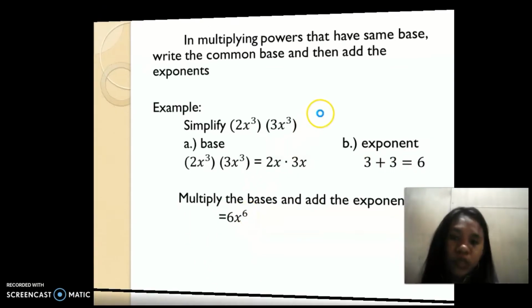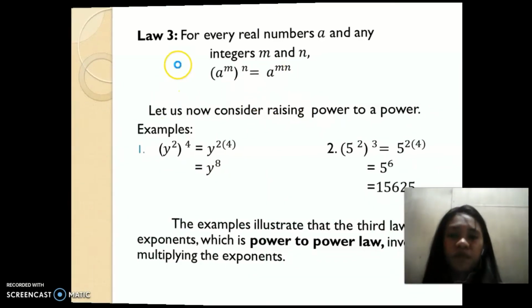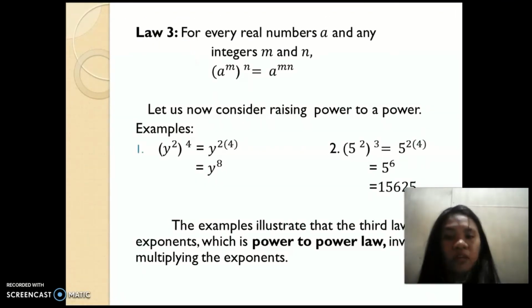So next, we have law number 3. Law number 3: for every real number a and any integers m and n, the quantity a raised to m, to the power of n, is equal to a raised to m times n. So we're just going to multiply them.